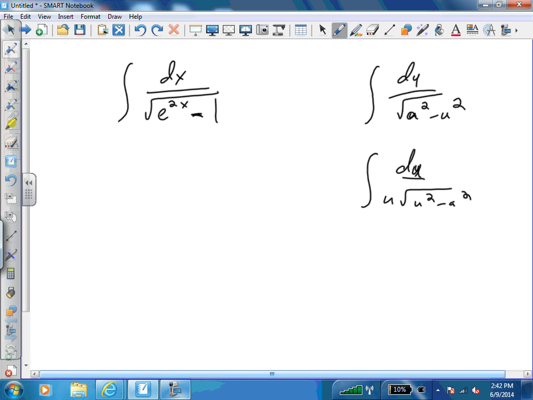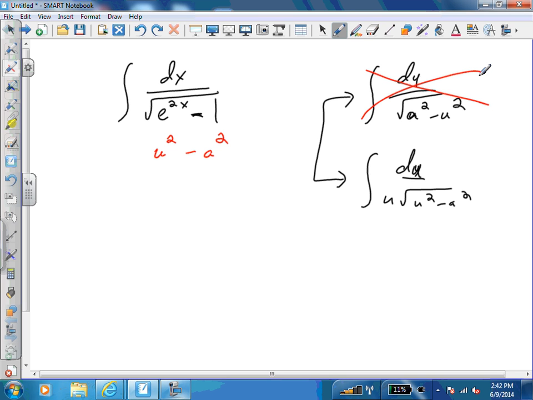Now, which one of these can we weed out right off the bat? The first one or the second one? Why can you weed out the first one? Right. This is the variable part, so that would have to be the u squared. That's the constant, so that could be the a squared. Those are in the wrong order. So it's not going to be that one.